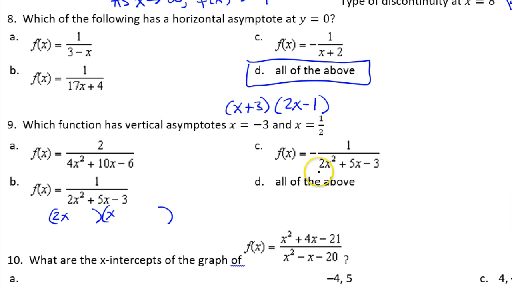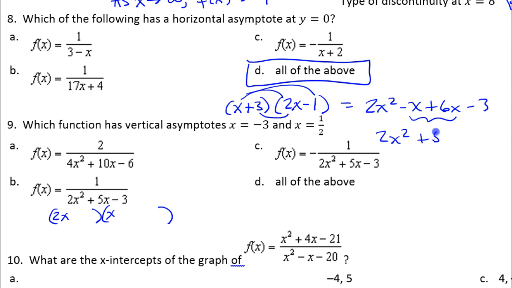I'm betting it's all of the above. If we double distribute right here, that's going to give us 2x squared. And then x times -1 is -x. And then 3 times 2x is 6x. And then 3 times -1 is -3. So combining like terms, we have 2x squared plus 5x minus 3.